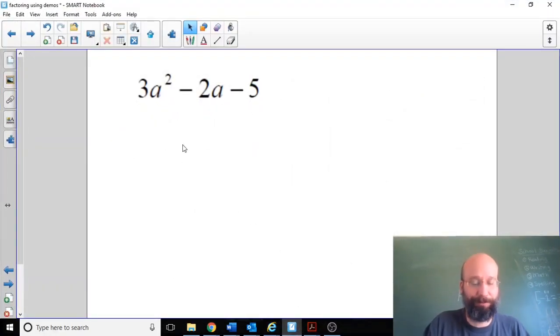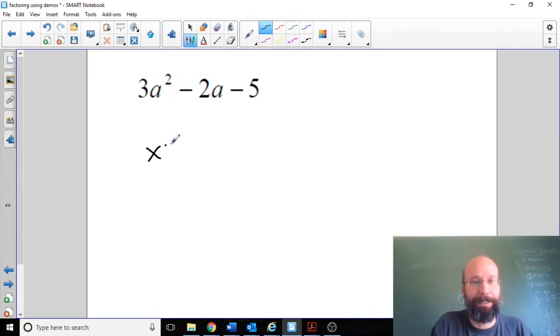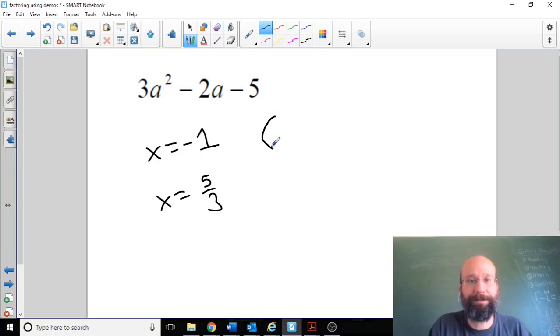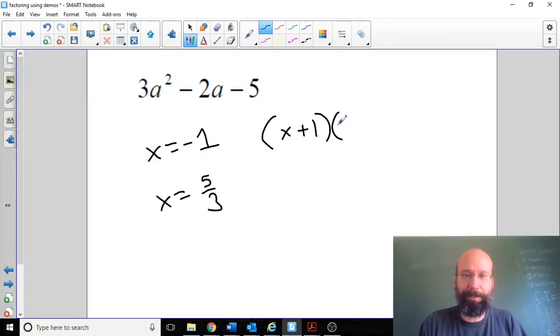So go back here. Our zeros are x equals -1 and x equals 5/3. So the factored form would be x plus 1. I change the sign. And for this one, the bottom number goes in front of the x, and then I change the sign on the top number. And then x times 3x is 3x squared. That's what it should be, so I know I did it right.